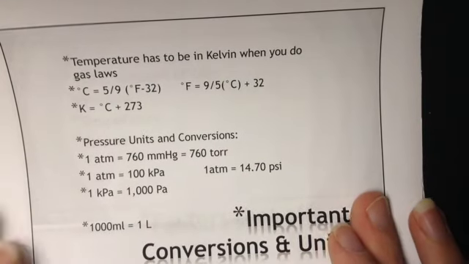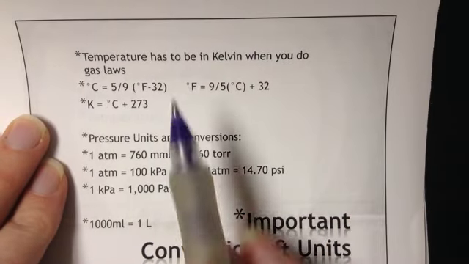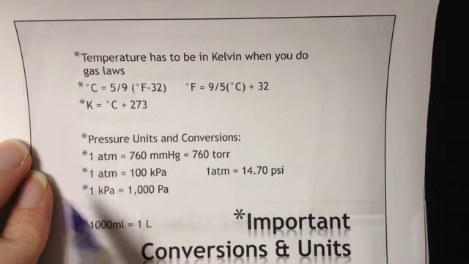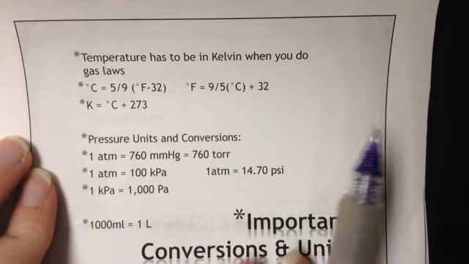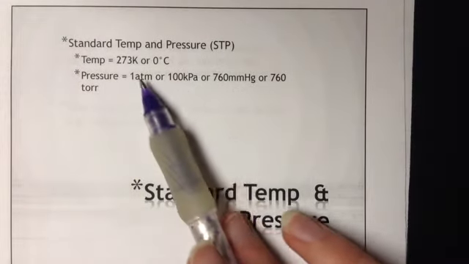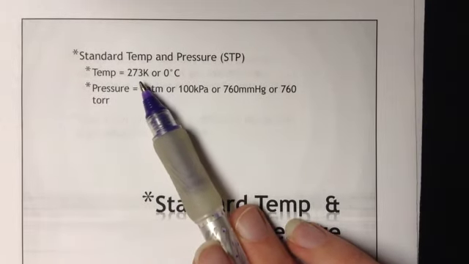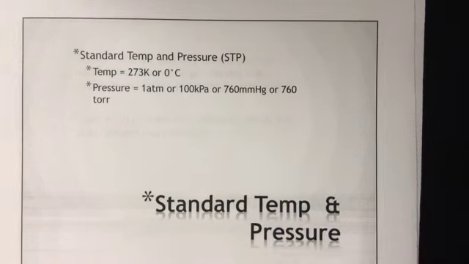Okay, so temperature has to be in Kelvin when you do gas laws. That's the crucial thing. Here's the equations. There's lots of pressure units. The program we have is usually dealing with kilopascals, but here's lots and lots of pressure units. Okay, so standard temperature, standard pressure, here's that. Standard temperature is 273. Standard pressure is 1 atm or 100 kilopascals.